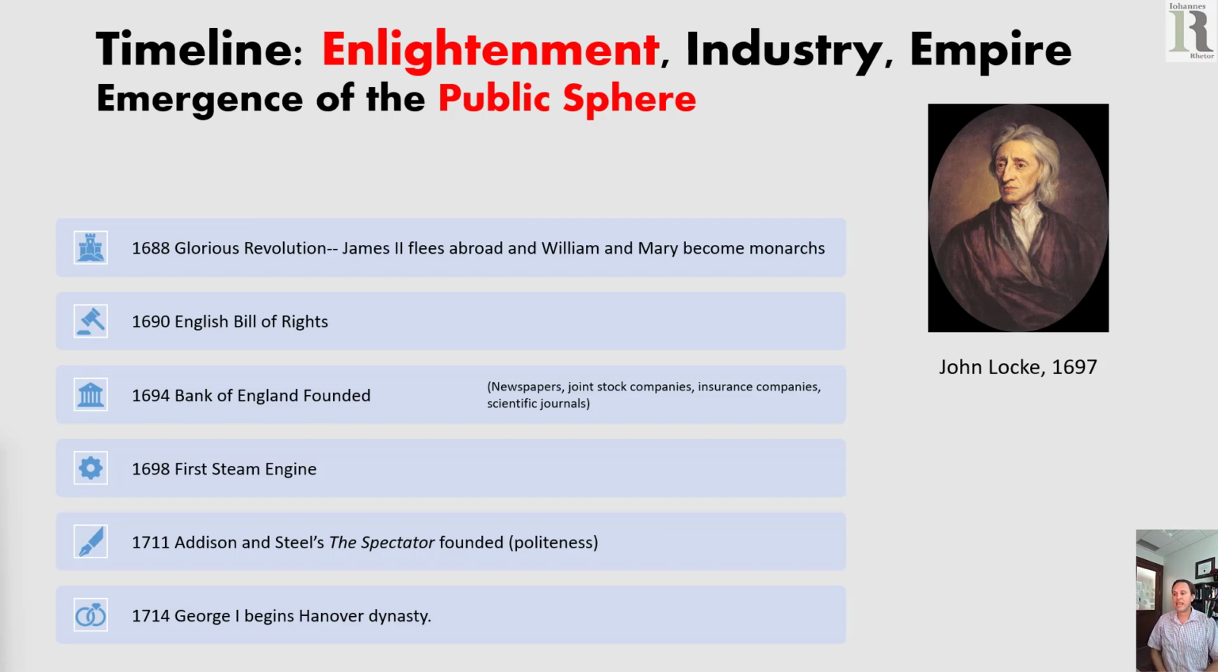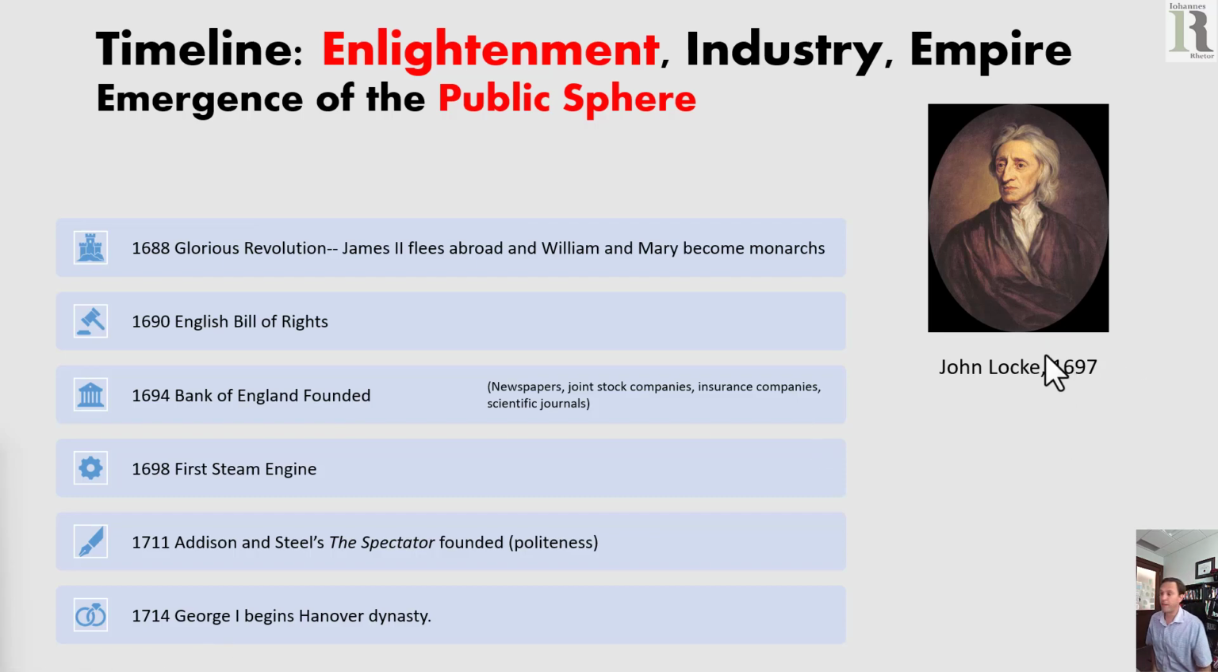In 1698, the first steam engine is invented, originally to clear water out of coal mines. And coal was being used as a heating source, as a fuel source at this point, not for industrial gear. But let's see, 1711, Addison and Steele found the Spectator, which was an important taste-making magazine that the educated bourgeois would read. And in 1714, we get the beginning of the Hanoverian dynasty. And there's John Locke, an important political philosopher.